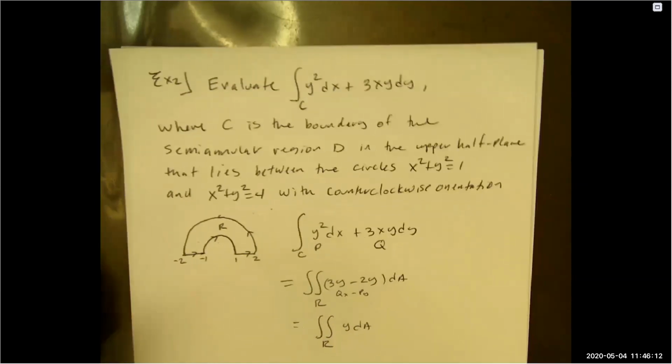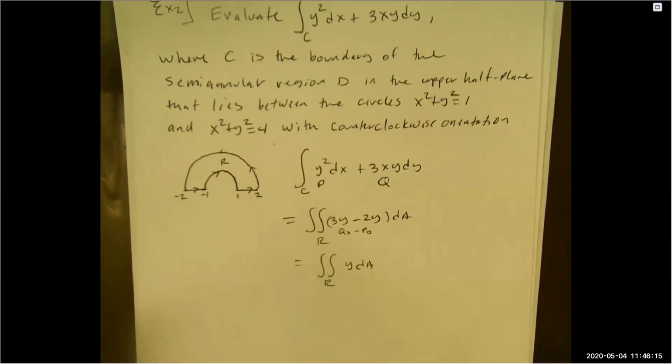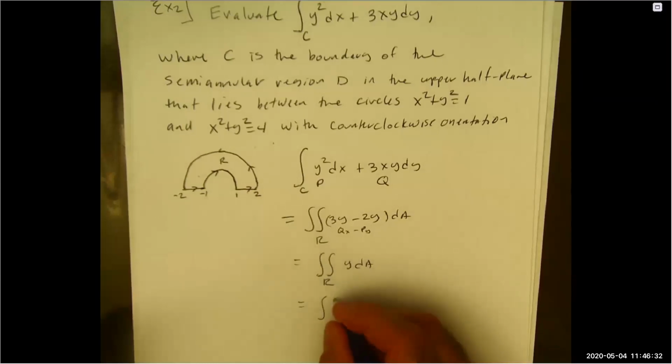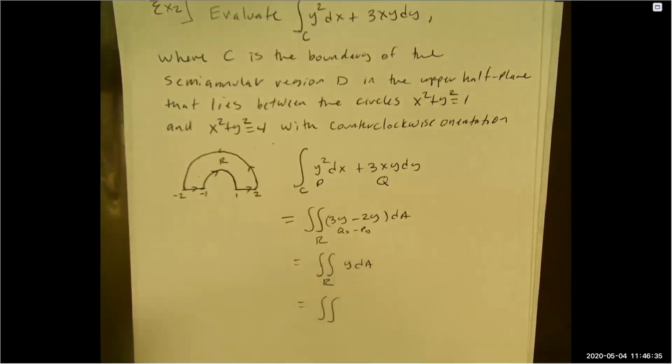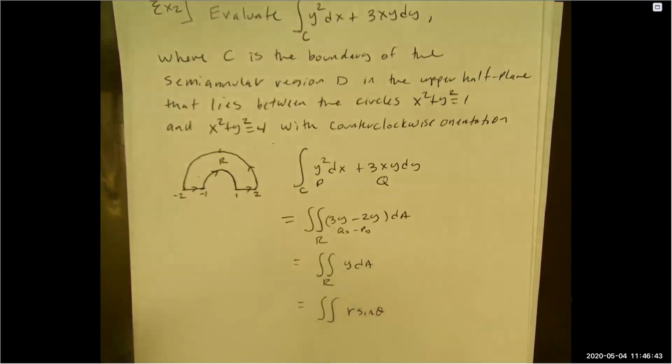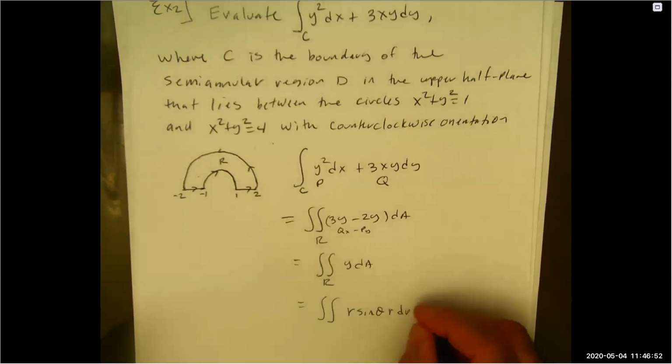Over R. So now what do we want to do from here? You're back in chapter 15 and you're integrating over this region. How would you work it in chapter 15? Using polar. For sure, using polar. So in polar, what is the y? r sine theta. And what does dA become when we change to polar? r dr d theta. So we're going to have an r dr d theta.